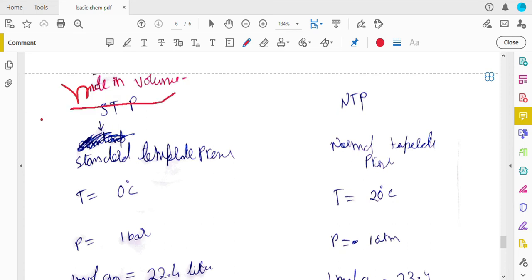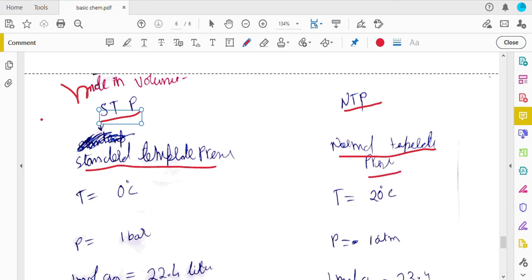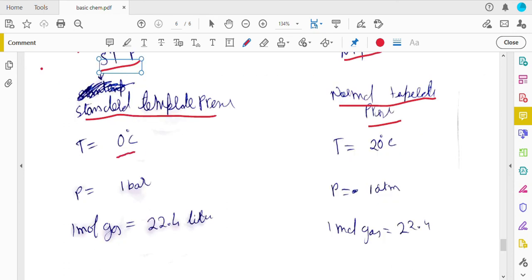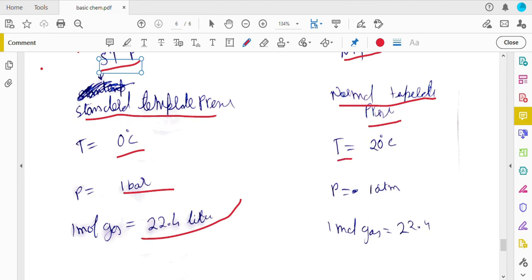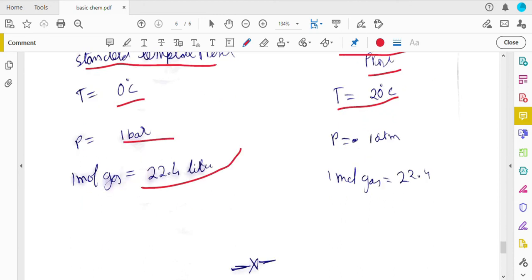Mole in terms of volume. In volume, we generally have two terms, STP and NTP. STP stands for standard temperature and pressure and NTP stands for normal temperature and pressure. Temperature is 0 degrees Celsius at standard temperature and pressure. Pressure is equal to 1 bar and 1 mole of gas would occupy 22.4 liter of volume. Whereas in the case of NTP, temperature would be equal to 20 degrees Celsius, pressure would be 1 atmosphere and 1 mole of gas would occupy 22.4 liter.